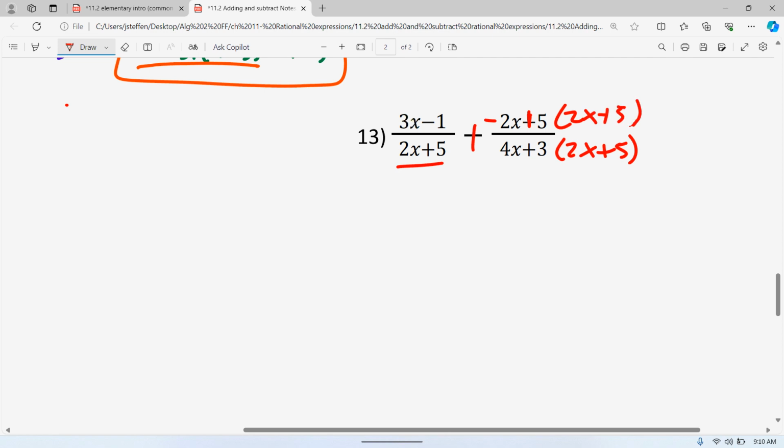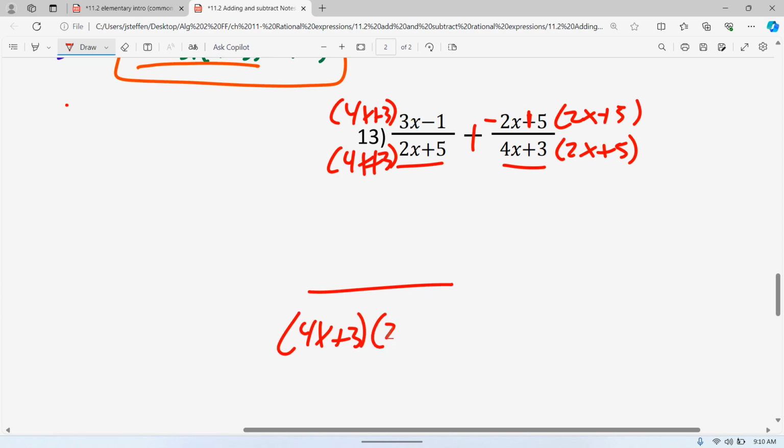So this one has a 2x plus 5, so this one needs a 2x plus 5 in the numerator and the denominator. So now they almost match, but the first one doesn't have a 4x plus 3, so I need to put a 4x plus 3 in the numerator and denominator. So, multiply out your denominators. I hope that saves you a little bit of time.